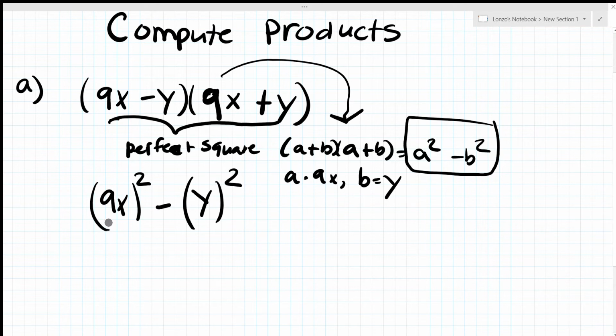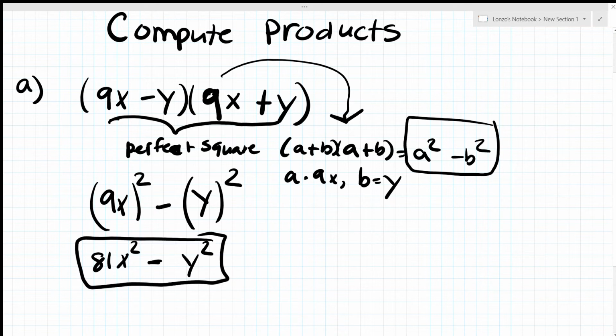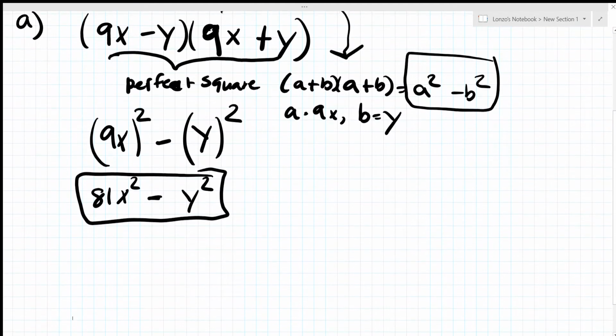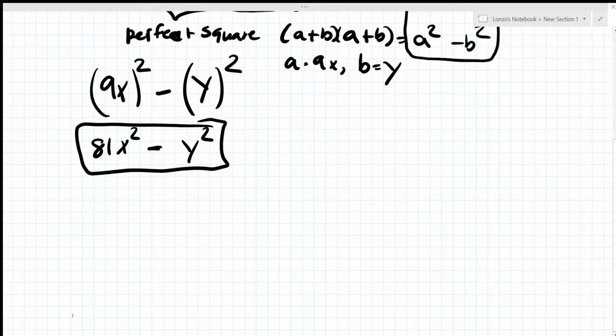So let's simplify this. What's 9x to the second power? We're going to square both the 9 and the x, so this is going to be 81x squared minus y squared. This is your final answer. It's pretty simple when you know the rules, and it goes much faster. So let's do part B.